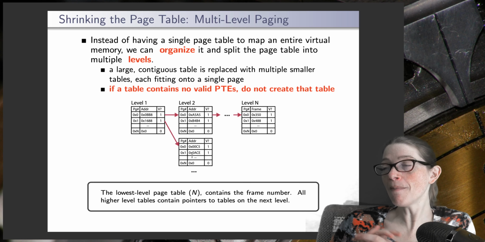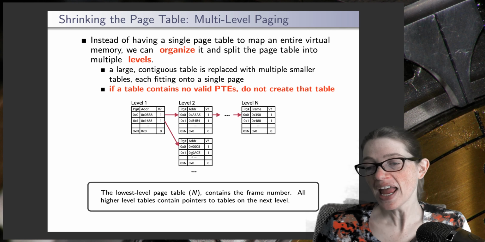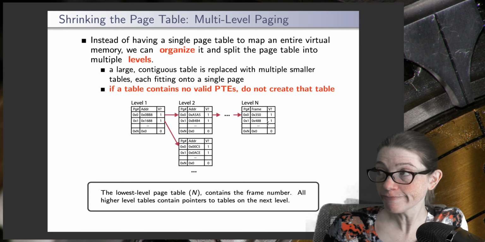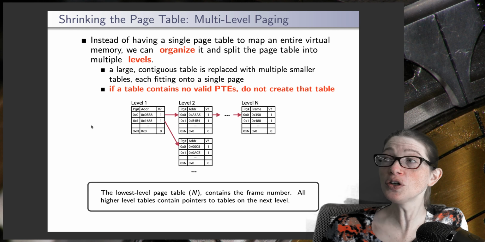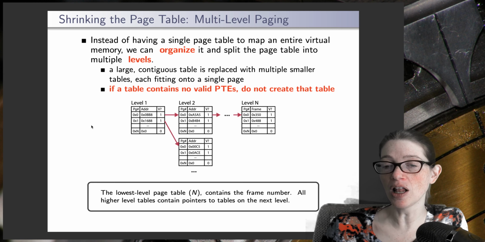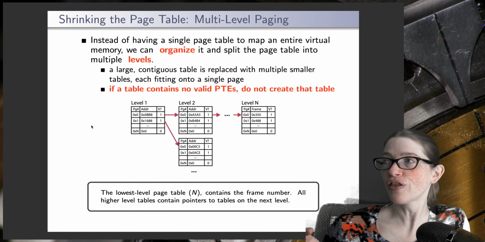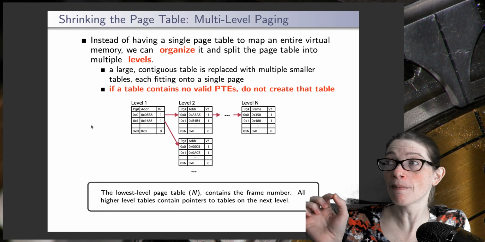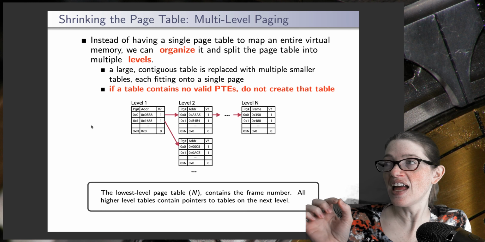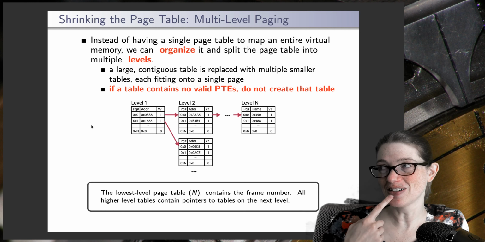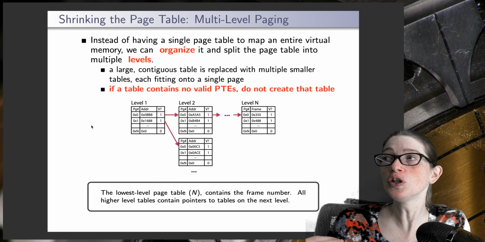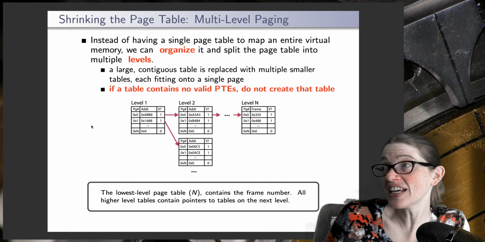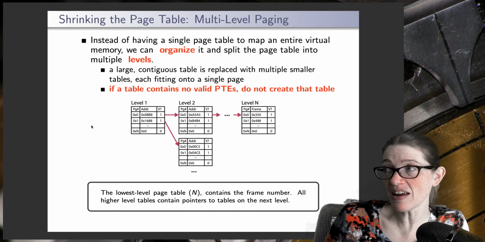Because of how the multi-level table works, your page to frame mappings only appear in the leaves. All of the internal nodes say, if the first level's page number is this, then here is a pointer to the next level's page table. So all of the internal nodes are extra tables that you're creating that don't actually contain page to frame mappings. It's only the leaves that contain them.